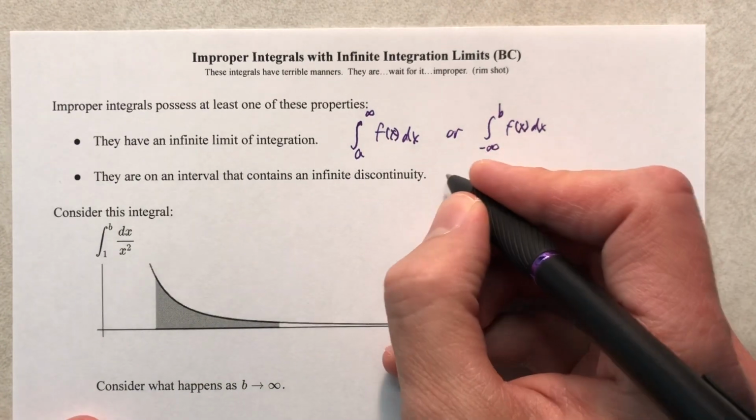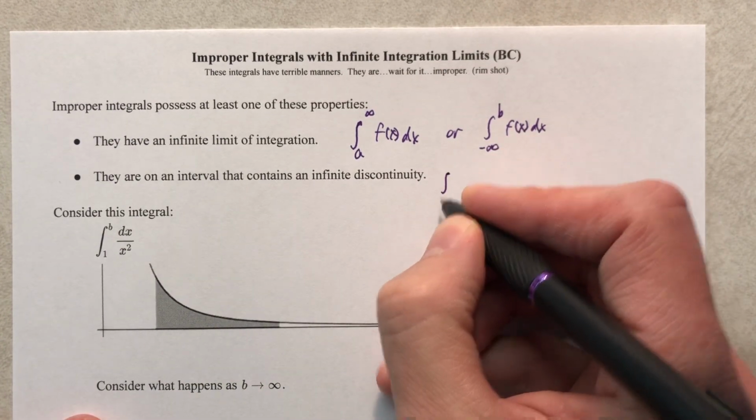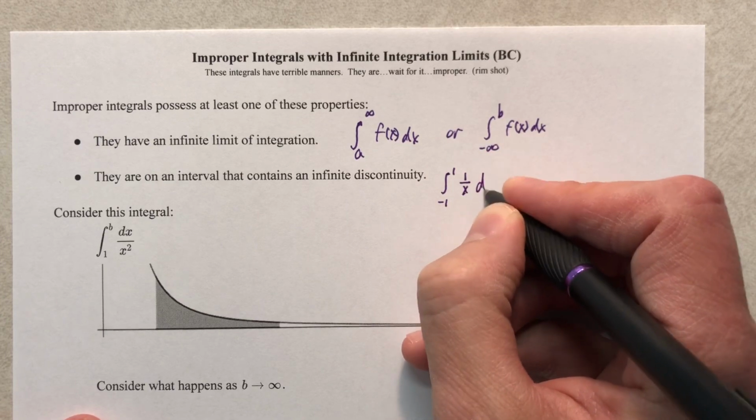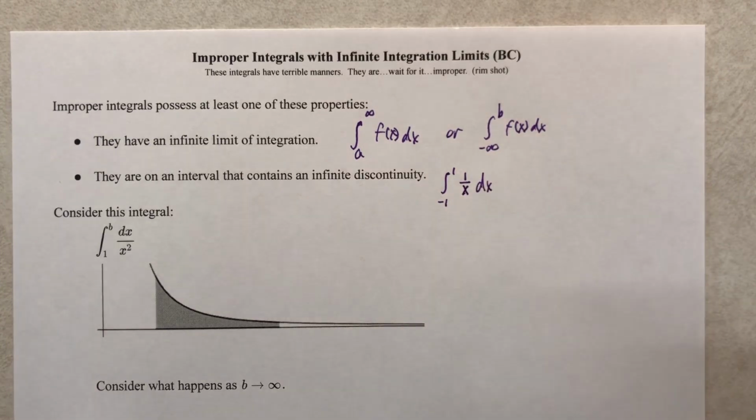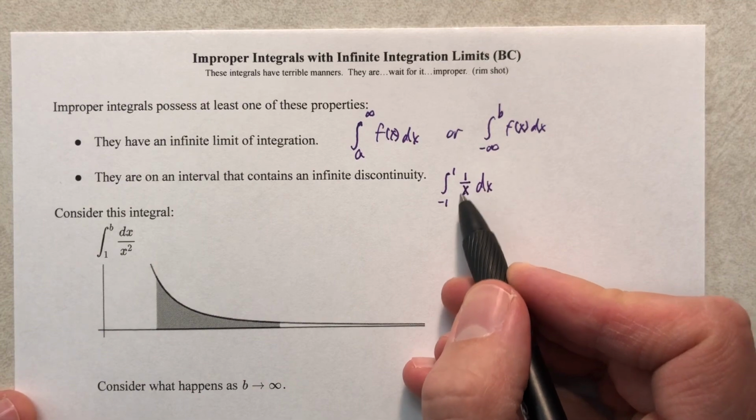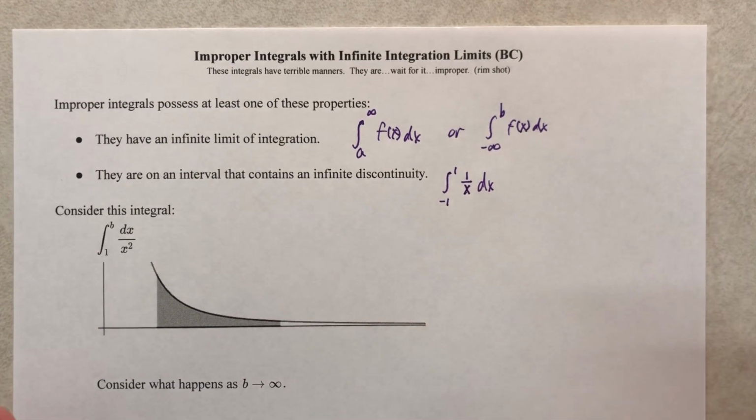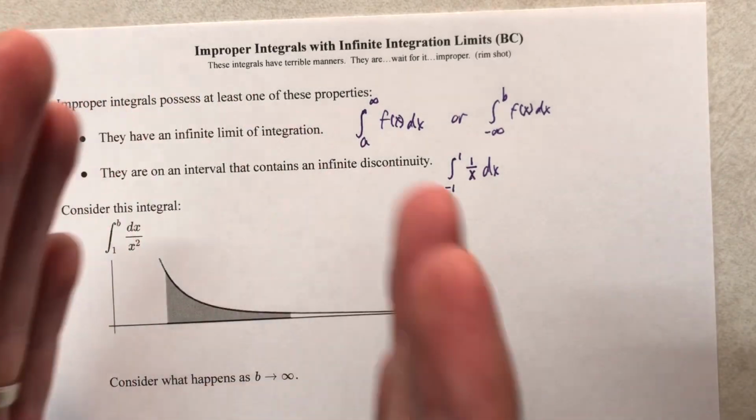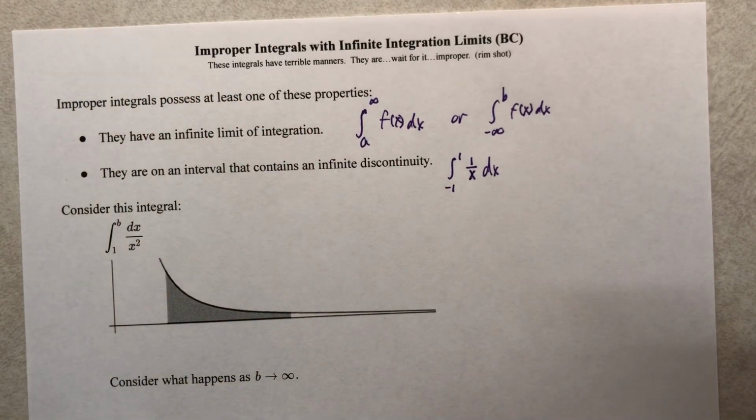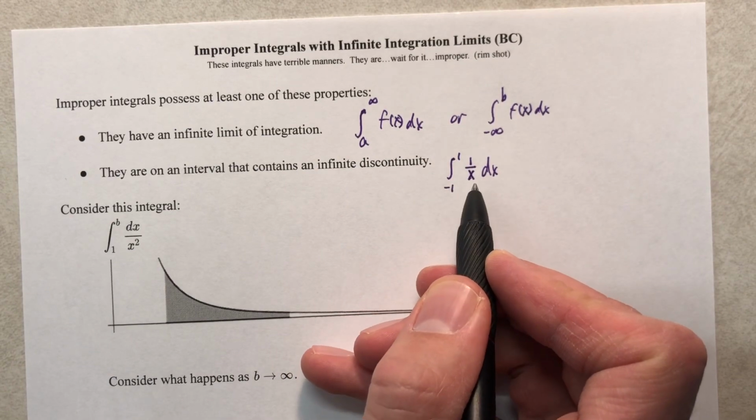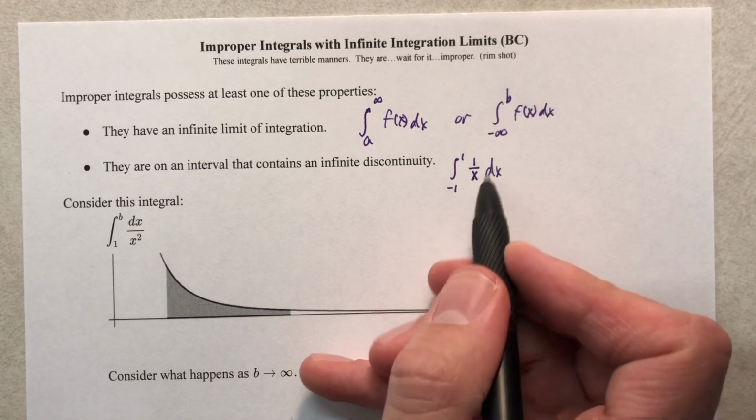For example, it could go from negative 1 to 1 of 1 over x dx, which, by the way, would not have an actual answer. But it could be a situation like that because 0 has an asymptote, right? So it's going to be approaching 0, approaching the y-axis, and it creates this asymptote. So we have an infinite discontinuity on that interval from negative 1 to 1. So that's an example of that one.